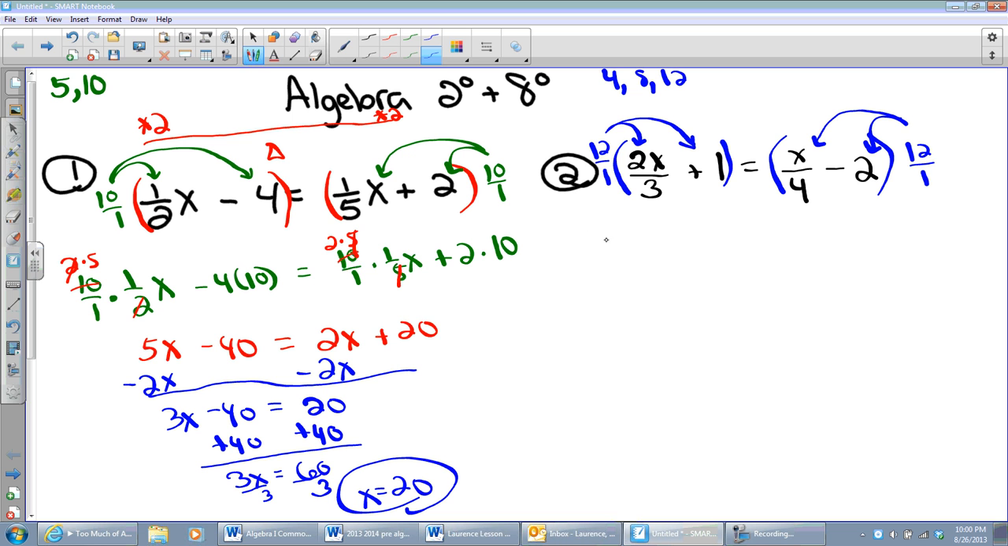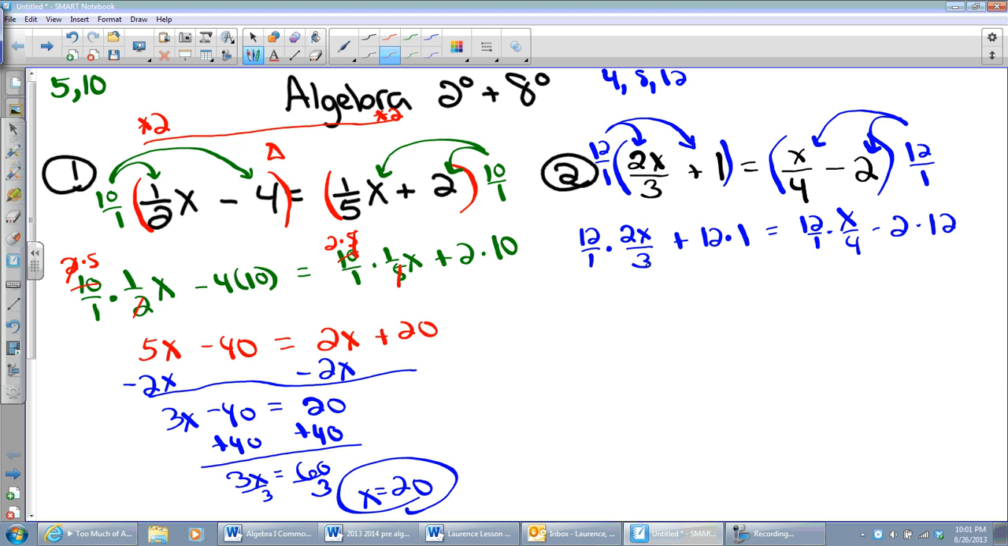And so this left-hand problem is going to be 12 over 1 times 2x over 3 plus 12 times 1, and then 12 over 1 times x over 4 minus 2 over 1. Oh, I don't need it over 1. Neither are fractions. I'll keep it simple. Minus 2 times 12. All right, so let's see what happens here.